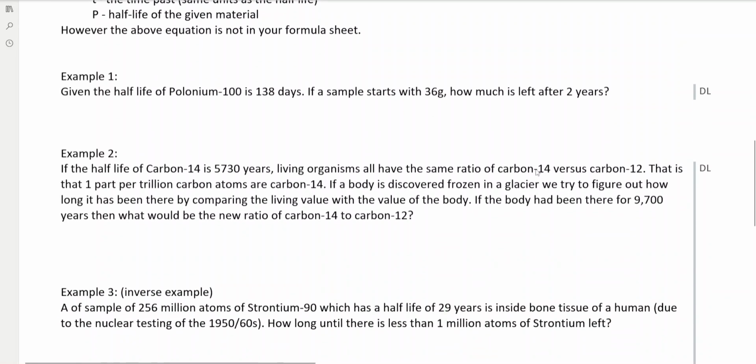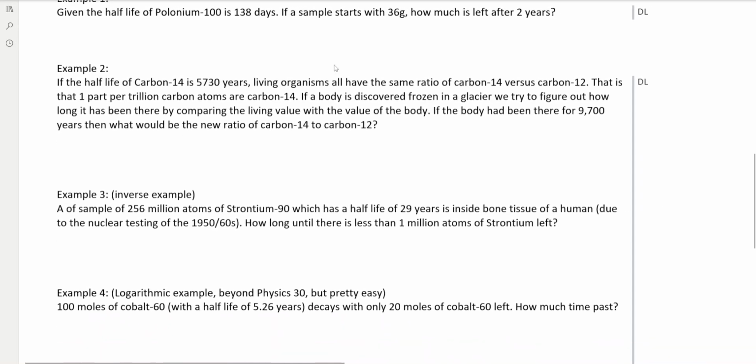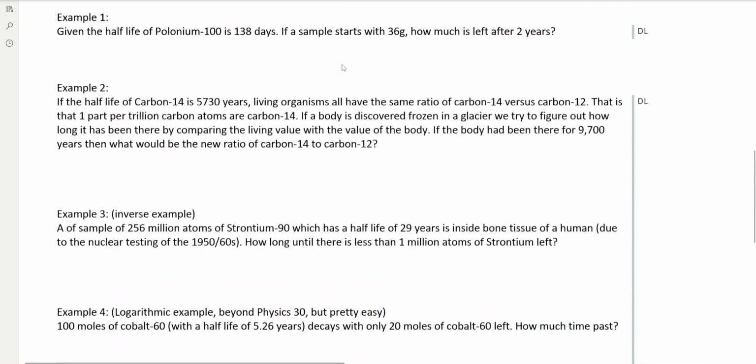Okay, so given these couple different equations, we've got a lot of examples here. Given the half-life of polonium-100 is 138 days, if the sample starts with 36 grams, how much is left after 2 years? Try these examples yourself, pause the video, and then press play once you're ready.